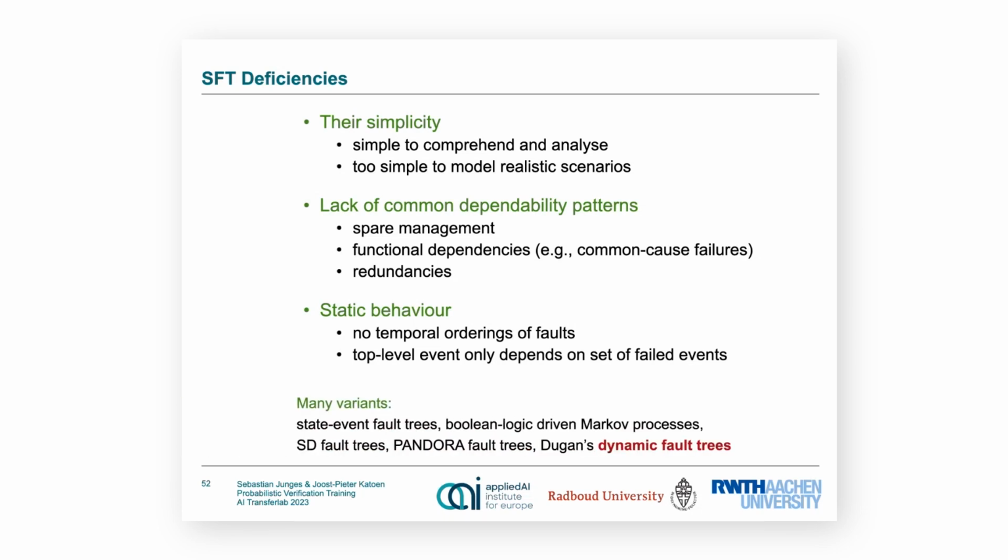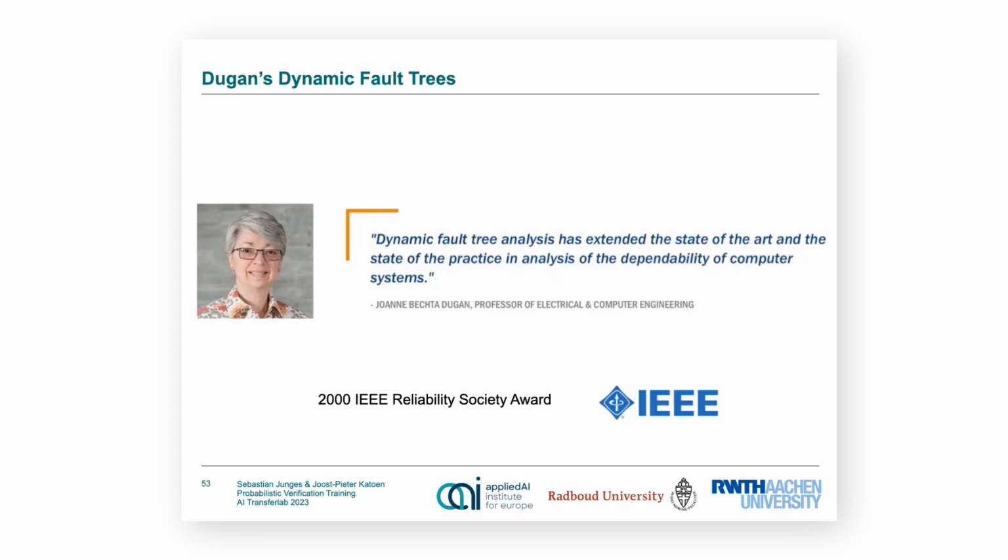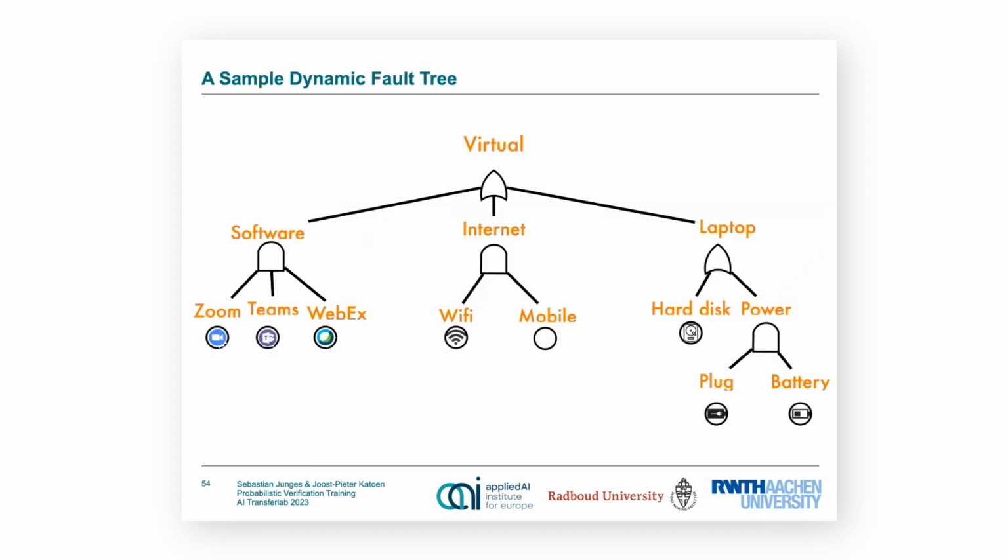So in the literature, there have been developed many different variations. And the one that we are going to look at are the dynamic fault trees developed by Johan Dugan. So this is Johan Dugan. She received the IEEE Reliability Society Award in 2000 for her seminal work on dynamic fault trees, because dynamic fault trees have extended the state of the art and the state of practice in analyzing the dependability of computer systems. Good. So let me explain those dynamic fault trees by a very simple example.